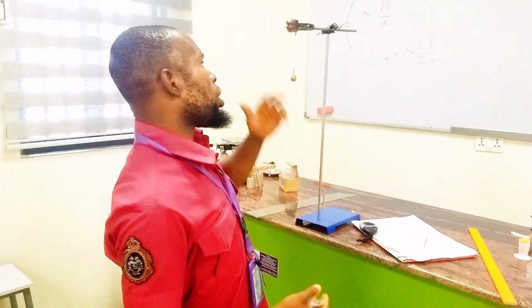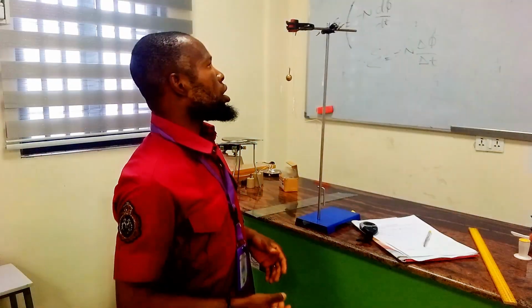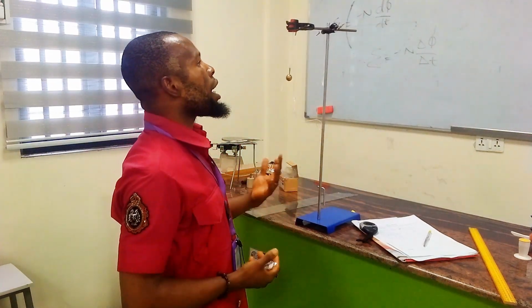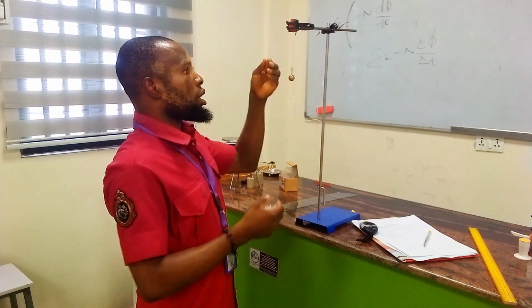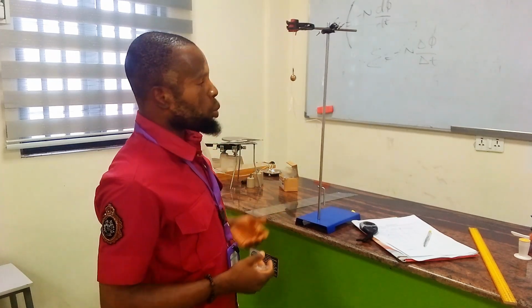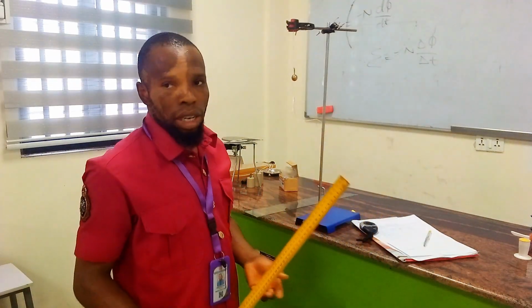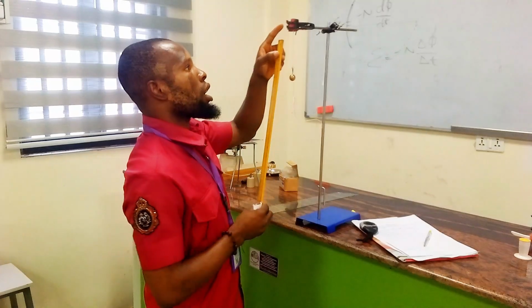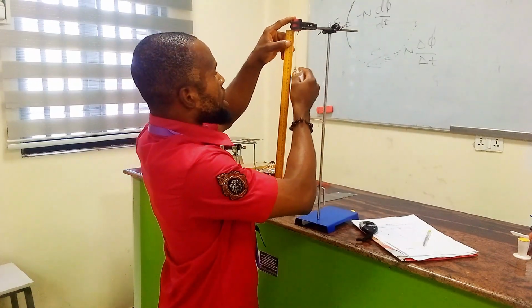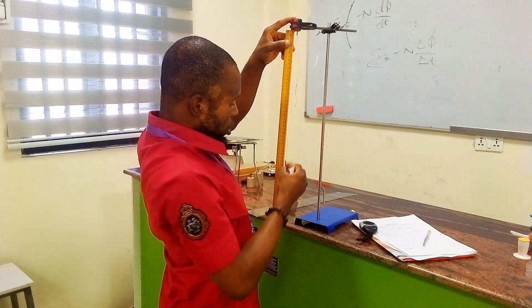So in the simple pendulum experiment, there are basically three procedures. First of all, you ensure you set up the apparatus like this. Then the second one is to vary the length of the pendulum, which you can see here, the length of the pendulum bulb with the period of oscillation. So first we are going to start with our first length, which is going to be 50 centimeter. So I will measure 50 centimeter of the pendulum bulb.